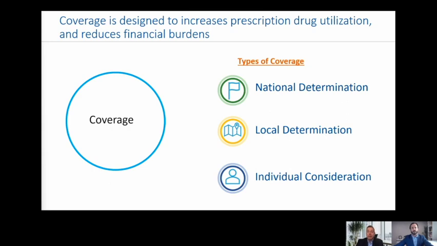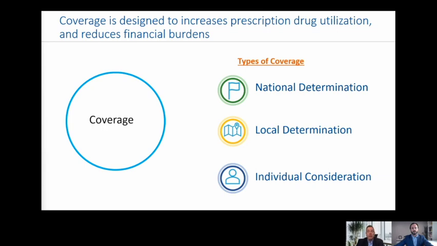And unlike a national decision, there's no real regulatory timeline that the Medicare contractors have to work within, even though they strive to release their policies in a timely manner. We've seen timelines as short as a few months, and it's not unheard of to see local policies linger for several years.